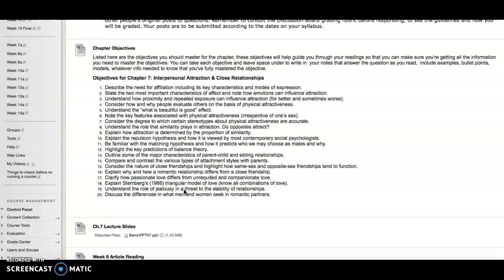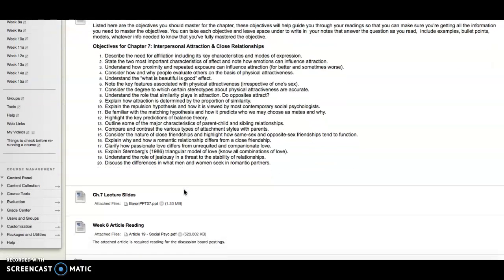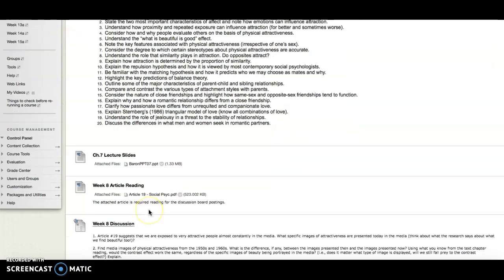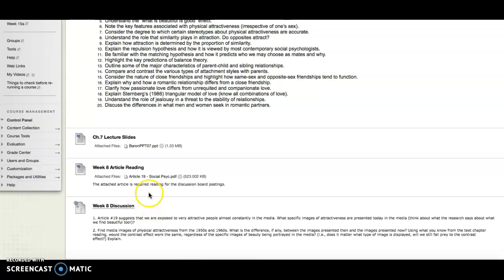And that will pretty much wrap up this chapter. Have your lecture slides here and the article reading. So you're reading Article 19, and it has to do with the contrast effect in beauty, which is tied to your discussion for week 8.